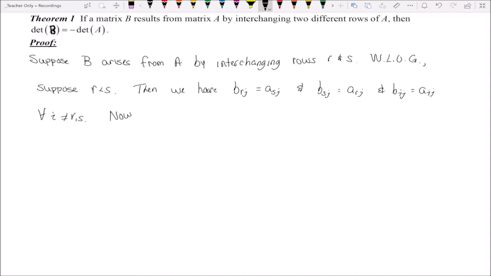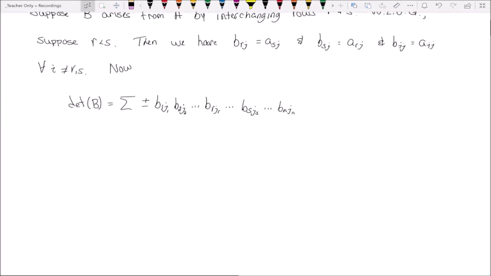Now we can go ahead and look at the determinant of B. Remember, by definition, this is going to be plus or minus B_1J1, B_2J2, so on and so forth, B_RJR, B_SJS, and then B_NJN. Replacing all of our B terms with the associated A terms, we have A_1J1, A_2J2, A_R, A_S, J_R, then A_R, J_S, and finally A_N, J_N.